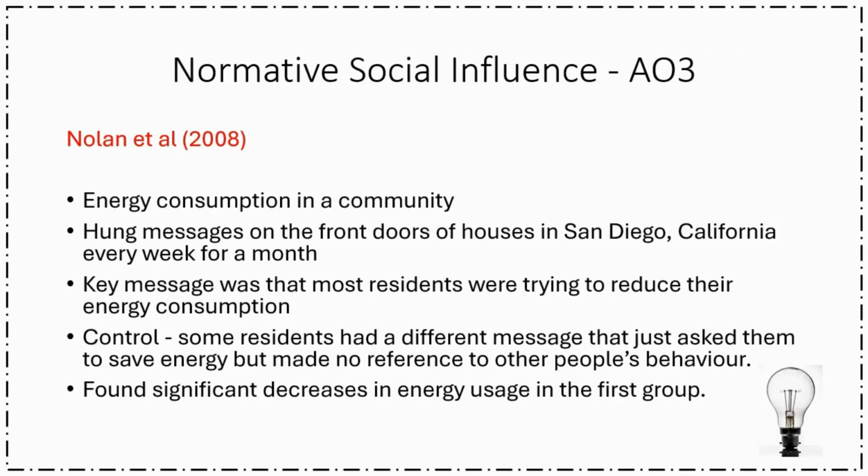To show how powerful normative social influence can be in bringing about change, there is this study by Nolan et al. In California, they put messages on the front doors of some houses saying that people are trying to reduce energy in their neighborhood. Whereas in some houses, they had a leaflet that just said we should try and cut down energy and save energy, but it didn't make any reference to what other people were doing. And they found that those who had the message saying that other people were cutting down their energy decreased their own energy use as a result, in comparison to the group where we didn't talk about other people.